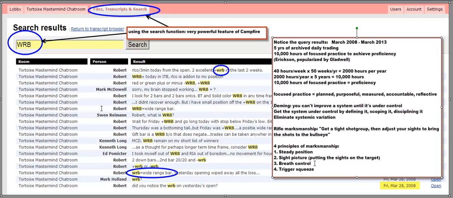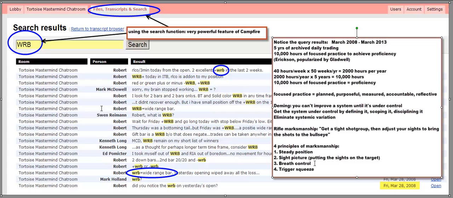Trigger squeeze is applied by a rearward steady pressure with constant tension, so that when the trigger has been pulled back far enough that it causes the round to fire, you're surprised by it. You don't jerk the trigger. You don't anticipate it.